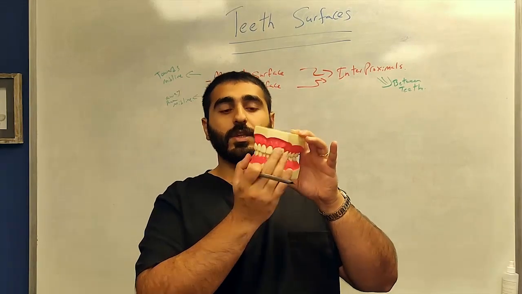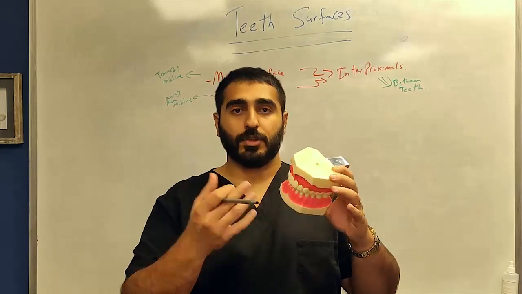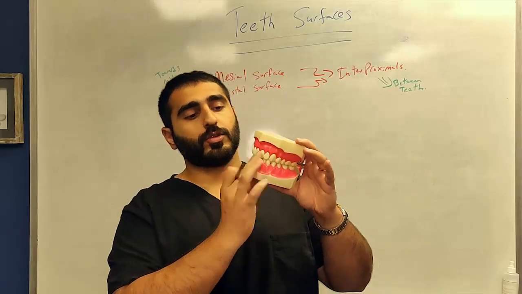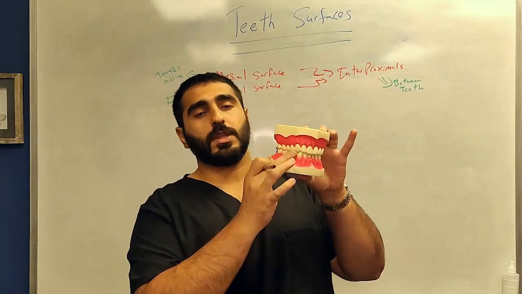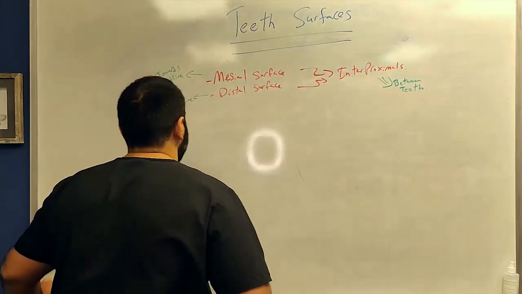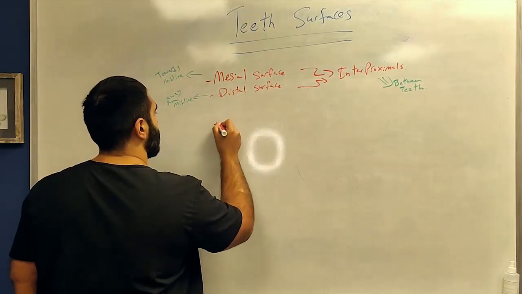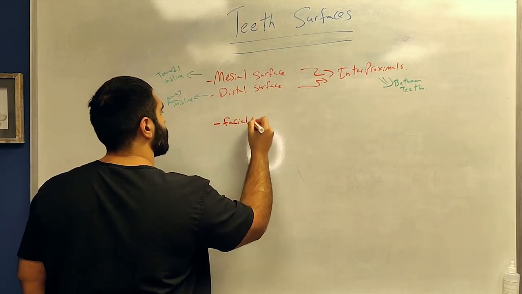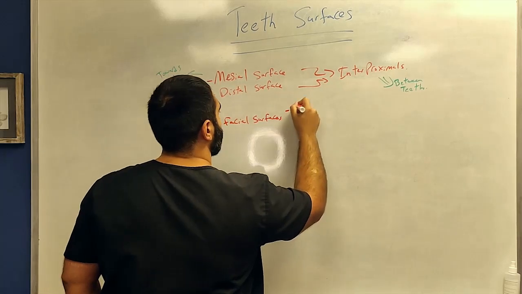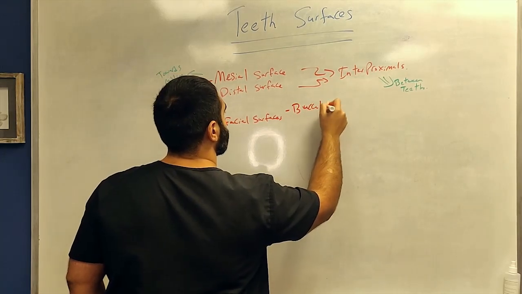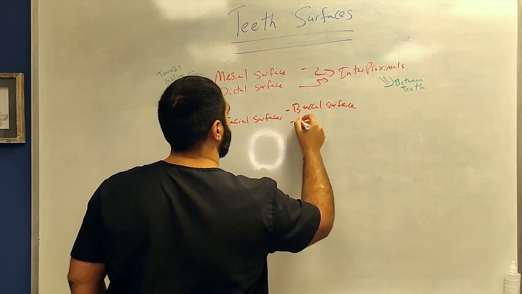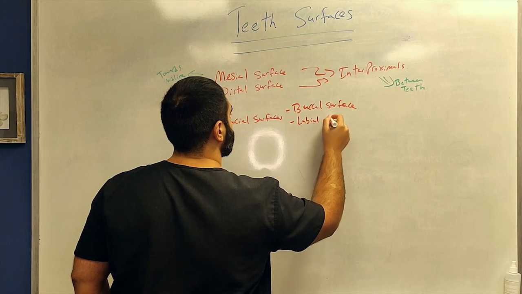And in the anterior teeth, your facial surfaces are called the labial surface. It is the surface you see when you smile with your teeth showing. So those would be the labial surface, and those would be the buccal surfaces. I'm going to write those down as well. So you have the facial surfaces, which are divided into the buccal surface and the labial surface.